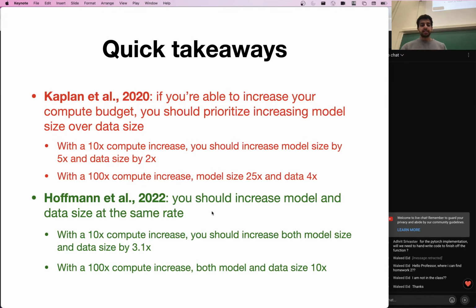This Chinchilla paper says, well, we fixed your issue with the learning rate and we found a completely different scaling law, which actually suggests that you should increase both the model and data set size at the same rate. So with a 10x compute increase, instead of increasing the model size by 5x, you should only increase it by 3.1x, and your data set size should also be increased by 3.1x. And both model and data set size 10x when the compute is 100 times more than you originally had.